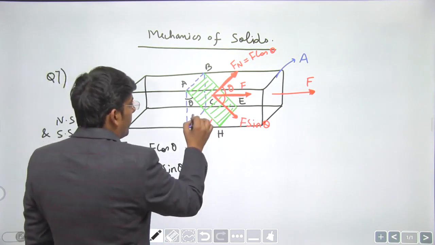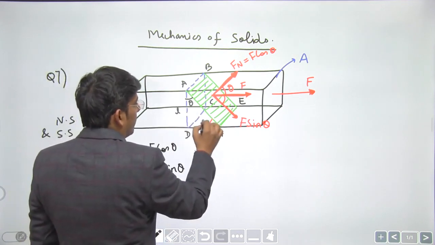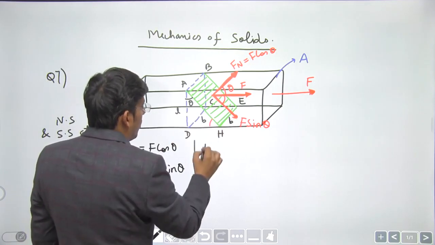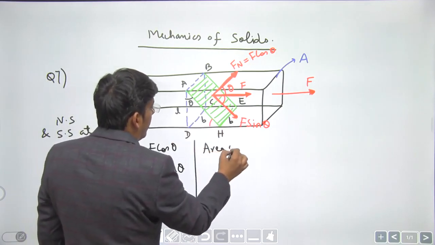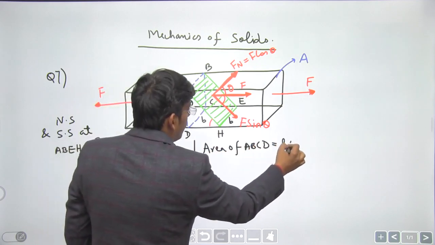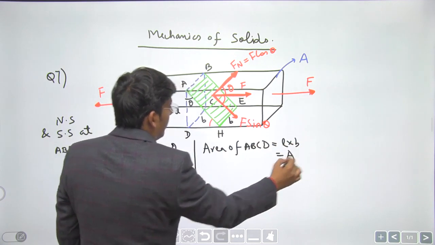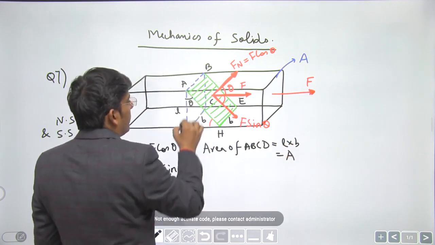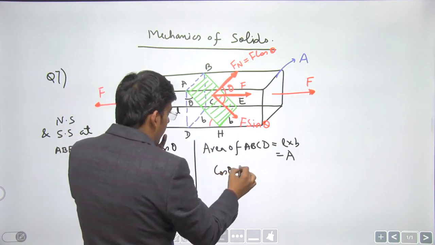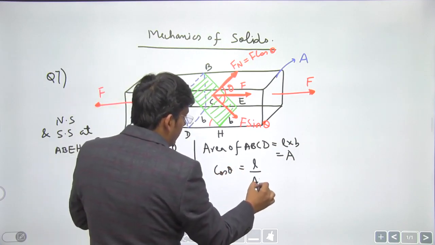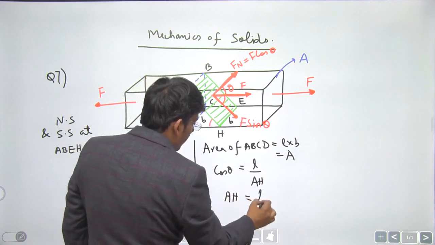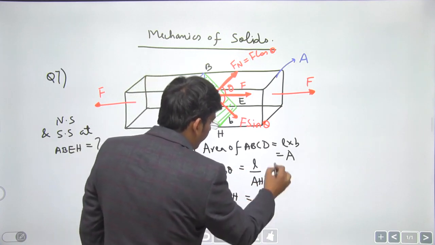See, this length is L, this width is B, this width is also B. So you know, area of ABCD is equal to L into B, and that is equal to capital A. Now in this triangle ADH, cos theta is going to be L divided by AH. So we get AH as L divided by cos theta.